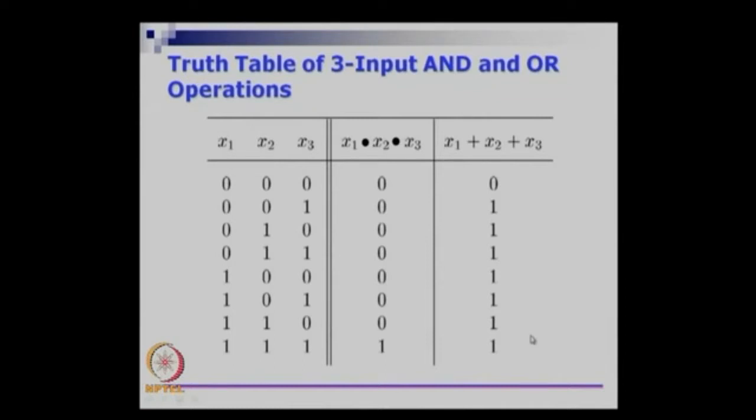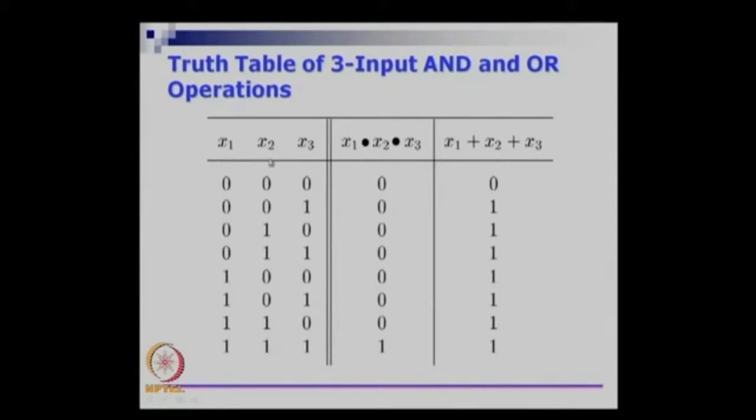A 3 input OR is 3 switches connected in parallel. So even if one of them is on, then the light will glow. The only case where the light will not glow is where all of them are off. So if all of these are off, then the output is 0. Otherwise, even if one of them is 1, then the output is 1. So this is the interpretation for a 3 input AND and a 3 input OR. Now you can go and think about what happens if I have a 4 input AND and a 4 input OR and so on. If I have a 4 input AND function, first of all the number of inputs should be 4.